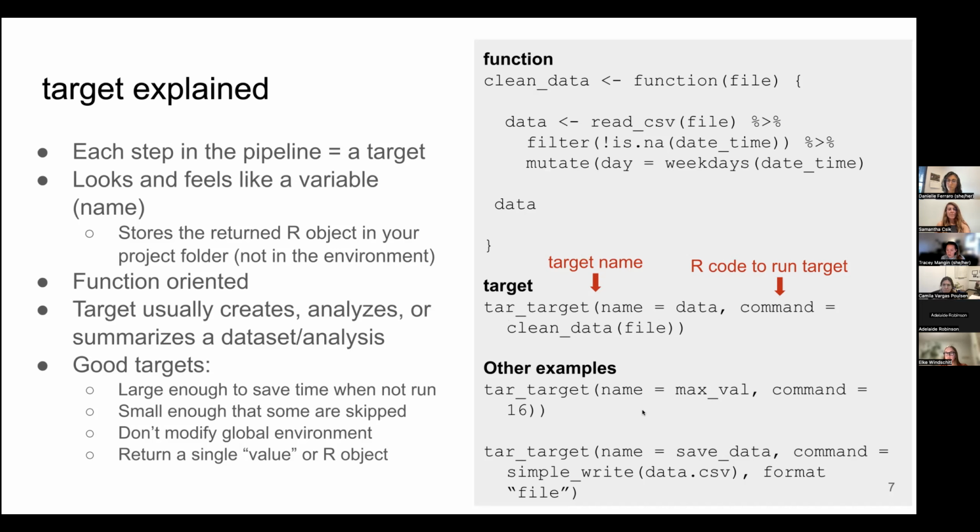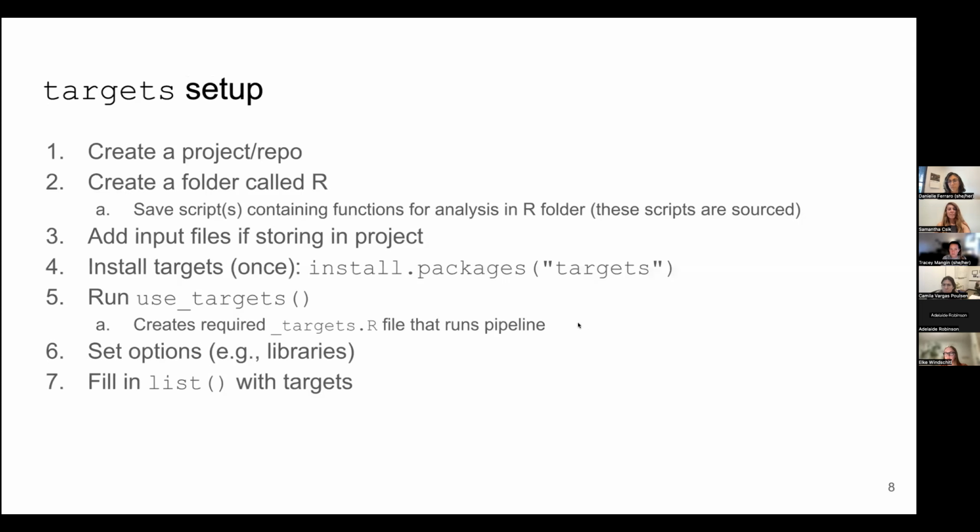So here are some other examples. This first one is just dividing a value, like max val equals 16. And this other example down here shows how you might write a CSV in the framework. So basically every step could be a target. Okay.